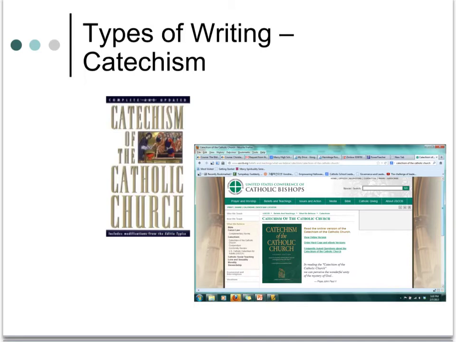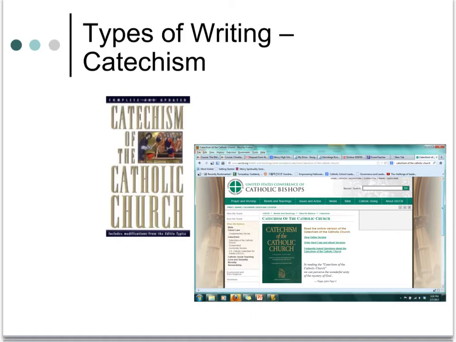The next type of church writing is the Catechism of the Catholic Church. This is a document that contains official Catholic teaching. You can get that in book form. The picture on the slide on the left is the cover of a version of this catechism. And you can also access this catechism online. The picture on the right-hand side is a little screenshot, and we'll be using the online version in class. This document was not produced at Vatican II. Defining church teaching wasn't the focus of Vatican II.